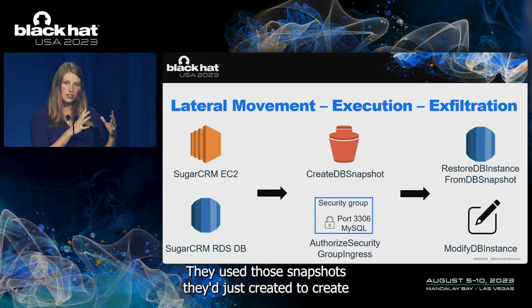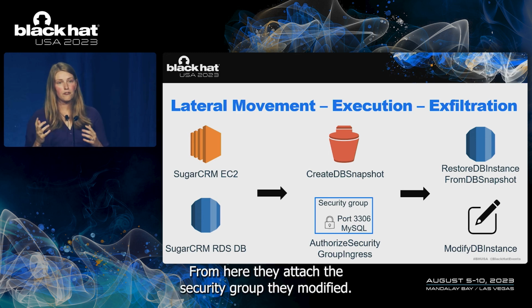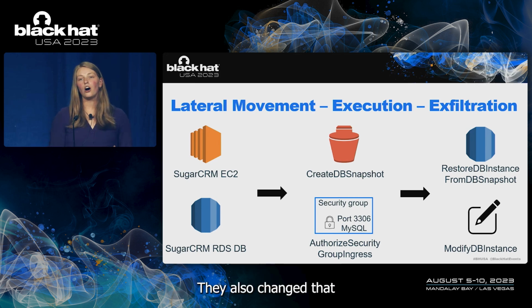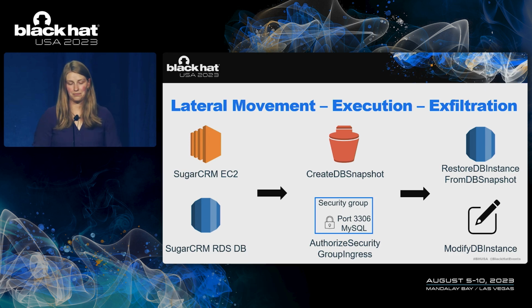After this, the threat actors moved on to exfiltration. They used those snapshots they had just created to create brand new RDS databases and made them publicly accessible. From here, they attached the security group they modified. They also changed the master user password to let them log in.